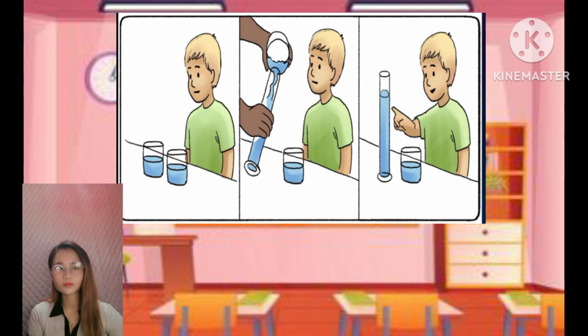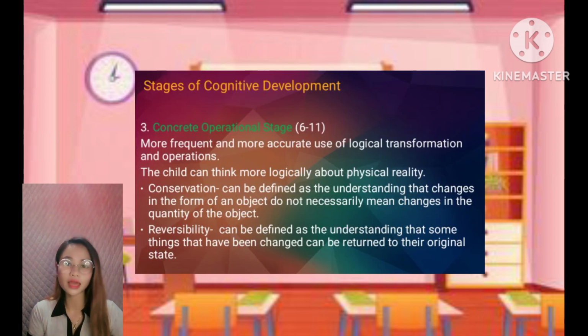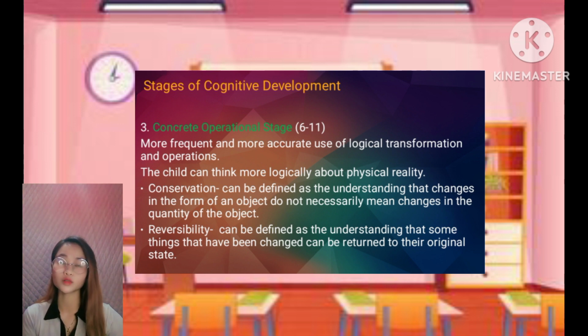We can ask them which contains more, like two baskets of apples or one basket of apples. From time to time, they develop conservation, so we apply reversibility. Reversibility can be defined as the understanding that some things that have been changed can be returned to their original state. At this stage, a child can answer which contains more water. They are able to say that there is no change in the quantity of water.